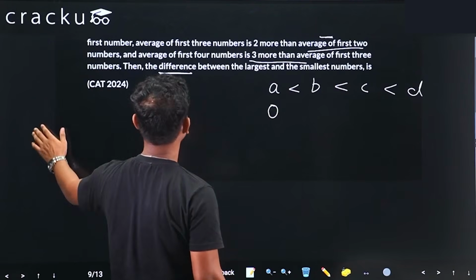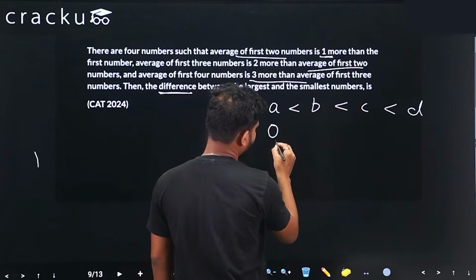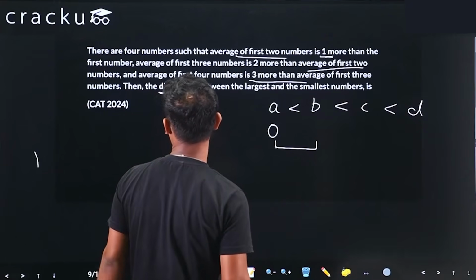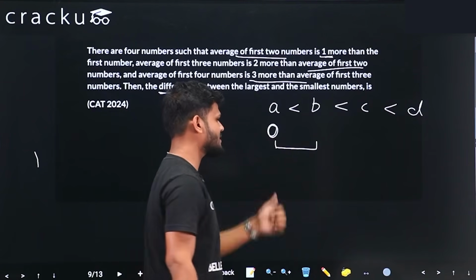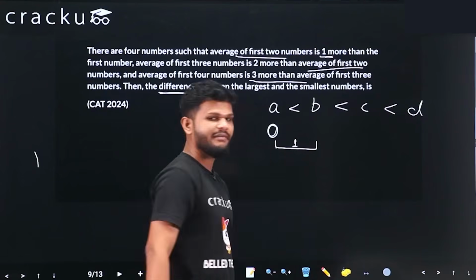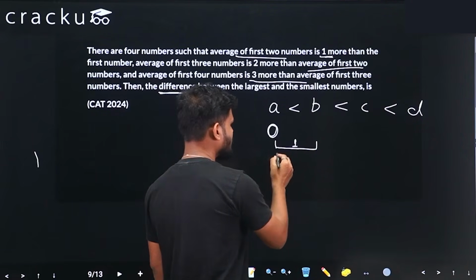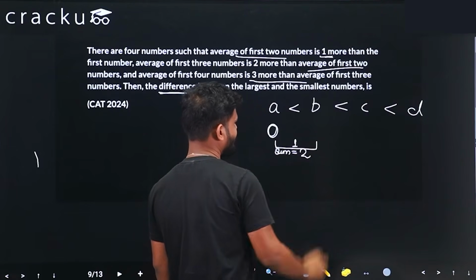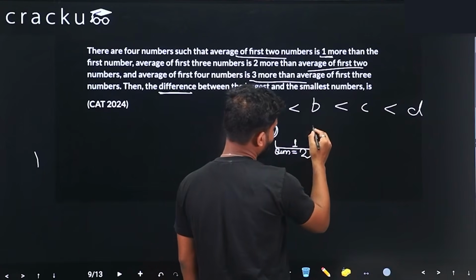Now it is said the average of the first 2 numbers is 1 more than the average of the first number. What is the average of the first number, or the first number? It is 0. So this average will be 1. If the average of 2 numbers is 1, their sum will be equal to 2 into 1. So the sum is equal to 2. So A plus B equals 2. So if A is 0, B will be equal to 2.